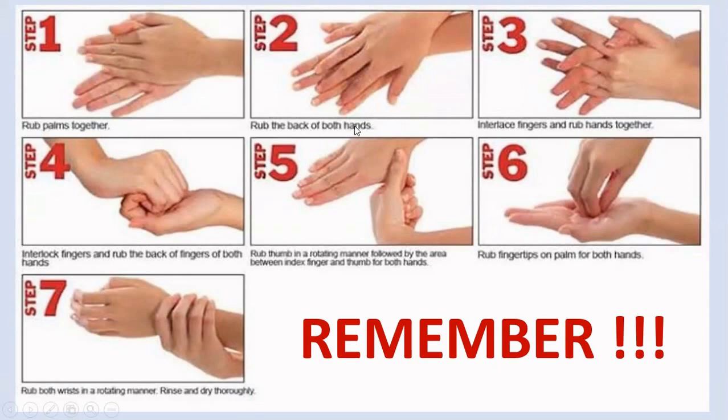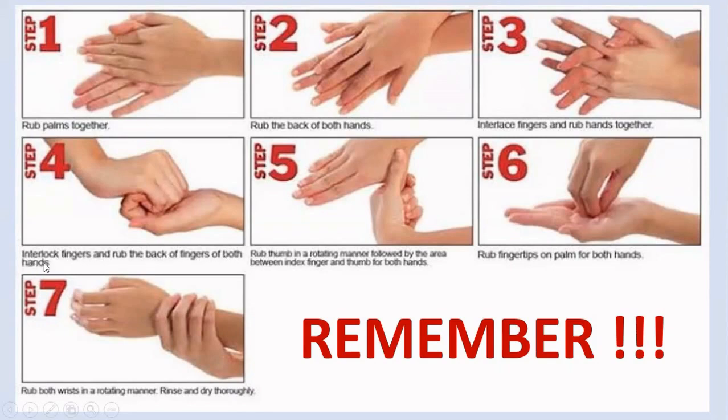Rub the back very properly, because as we know, germs are there in the inside part of our hands as well as in the upper part of our hands. So we will rub the back of both hands. Then we will interlace fingers and rub hands together. We will form an interlock with our fingers, and with the soap we will also clean the inner part of our fingers. Step number 4, interlock fingers and rub the back of fingers of both hands.